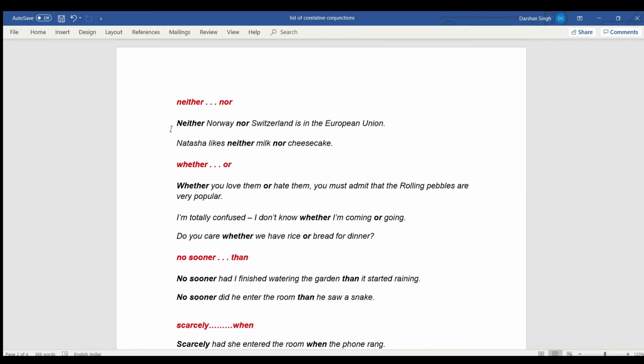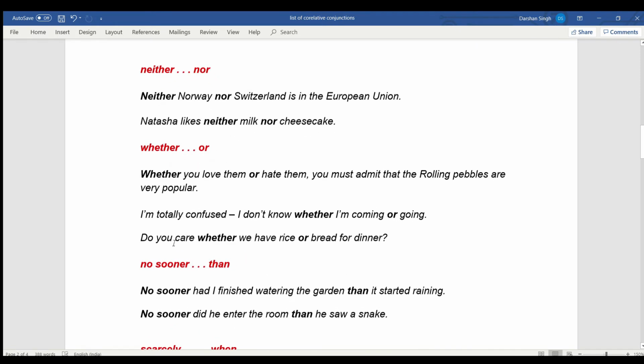Next one is whether or. This sentence is quite simple. Whether you love them or you hate them, you must admit that the rolling pebbles are very popular. I'm totally confused. I don't know whether I'm coming or going. The next one is, do you care whether we have rice or bread for dinner?